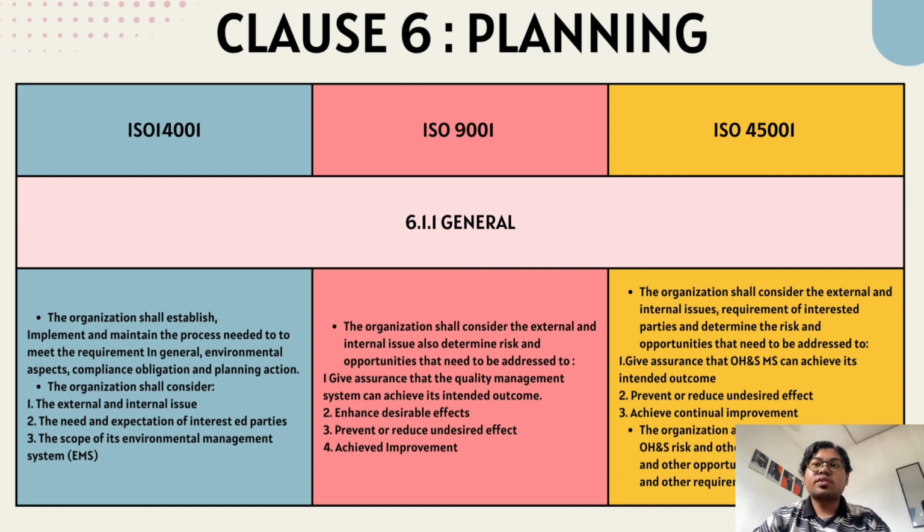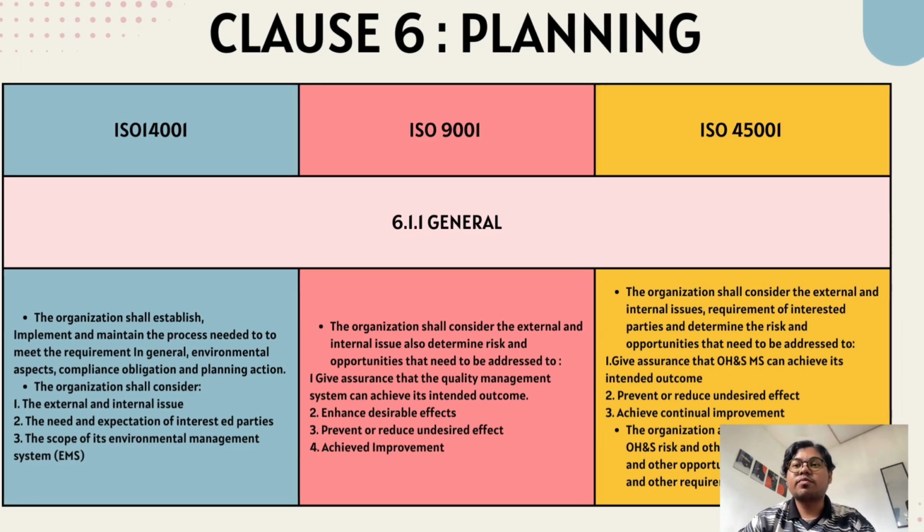Next is ISO 45001. It's also that the organization should consider the external and internal issues, the requirements of interested parties, and determine the risks and opportunities that need to be addressed to: first, give assurance the OHS can achieve its intended outcome. Second, to prevent or reduce undesired effects. And third, achieve continual improvement.